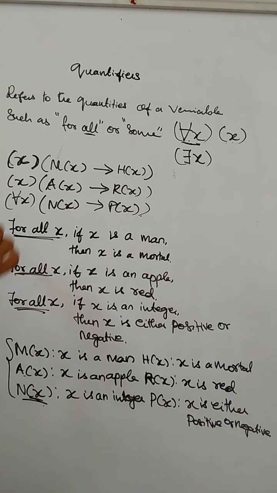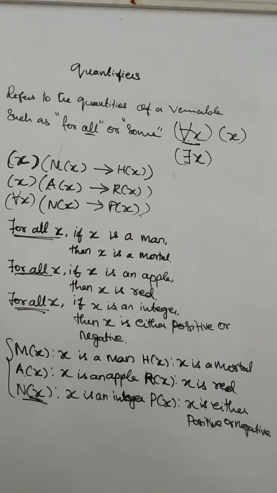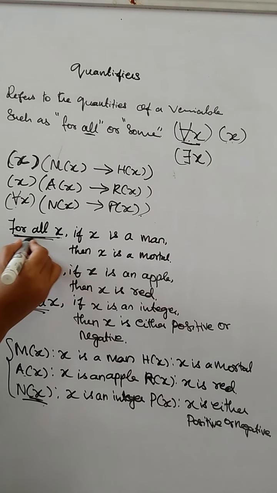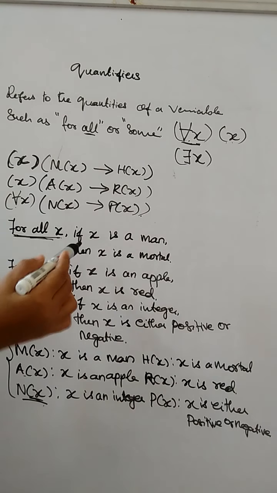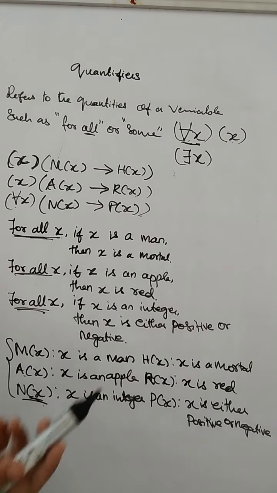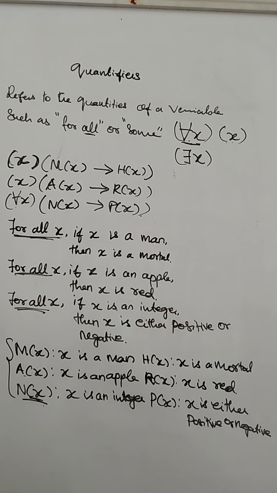So this is the representation for the universal quantifier, since it's having for all the values of x. It means for all the values of x, if x is a man, then x is a mortal. It means for all the values of x, if this condition is satisfied, then it will return the true values only. So that's why these statements are the example for the universal quantifier.